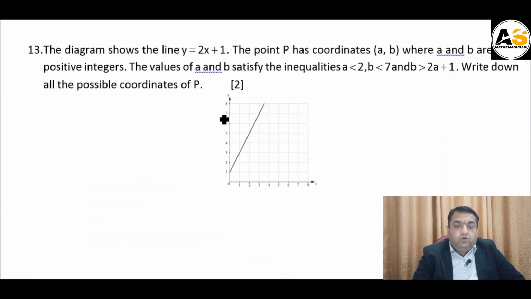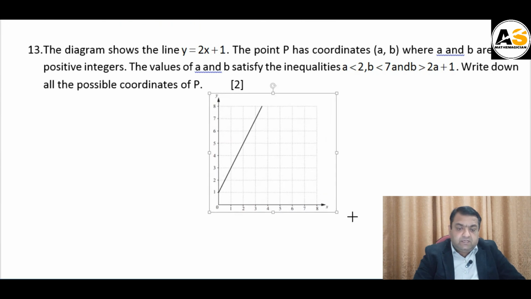Now we move to question number 13. The diagram shows the line y is equal to 2x plus 1. Point P has coordinates A, B, where A and B are both positive integers. The values of A and B satisfy the inequalities. Let me increase the size of this diagram so that it is visible to you.